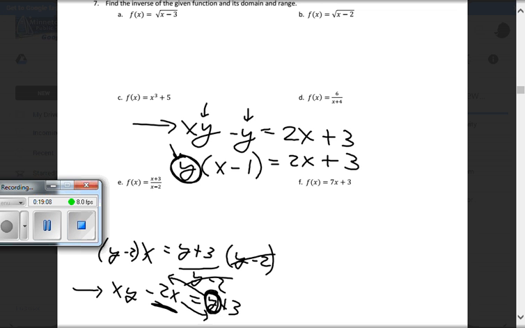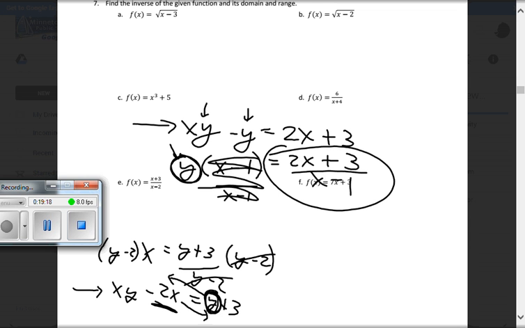So now I'm going to divide both sides by x minus 1. And now y is alone, and it equals that: 2x plus 3 over x minus 1. Now, that's an inverse. Just a quick reminder, for the domain and range of the inverse, I should not look at my end product here and ask what its domain and range are.